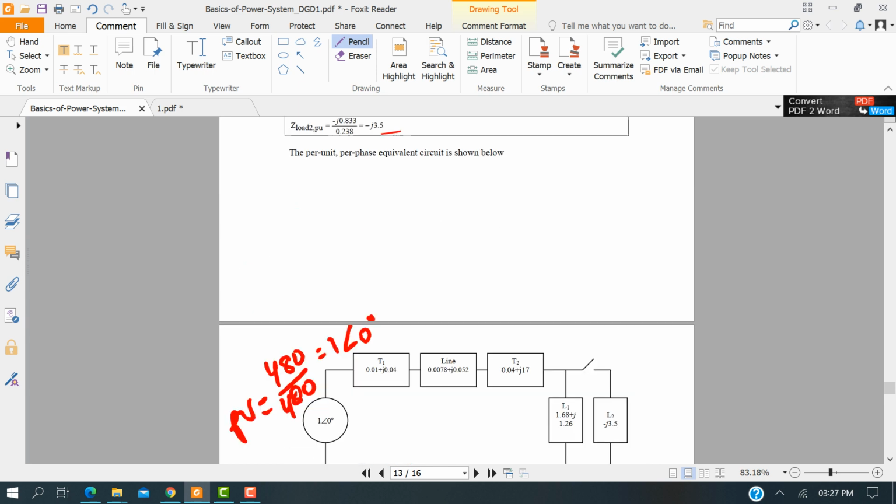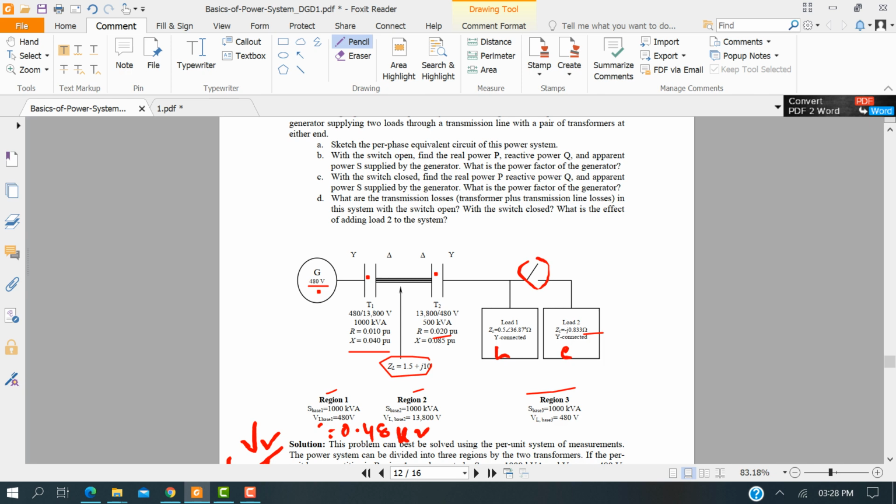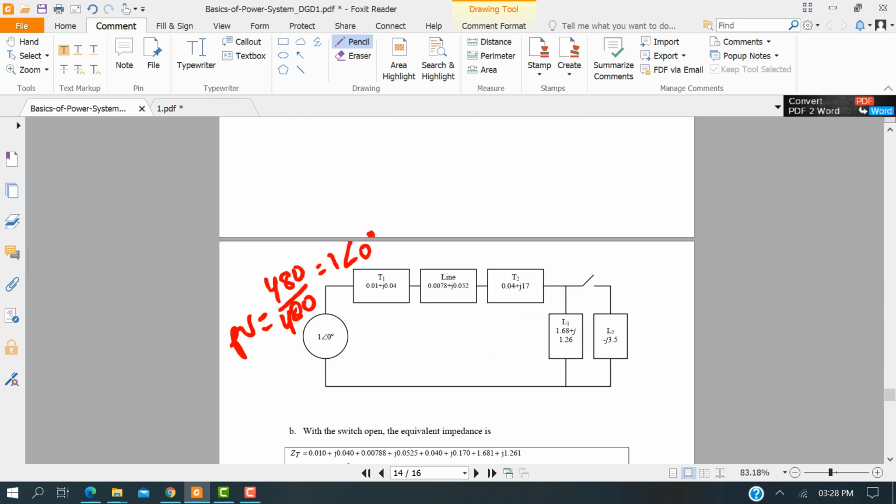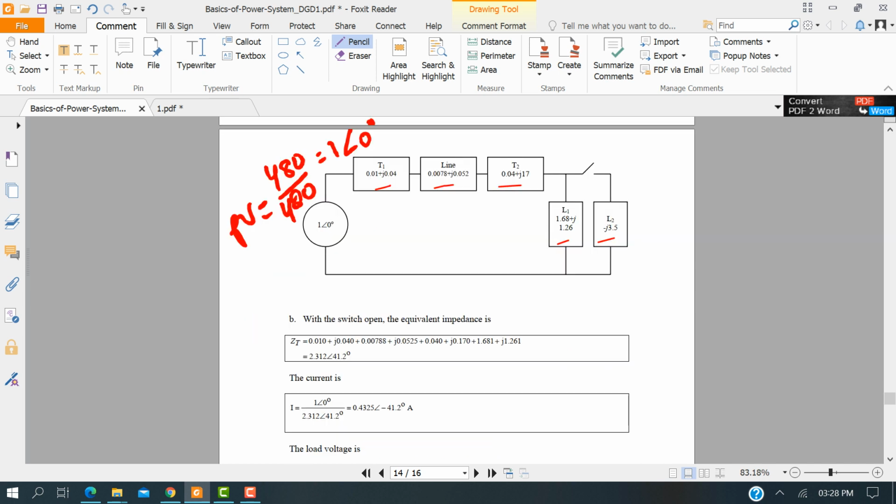And then according to the given figure, we have the transformer, then the transmission line, then transformer 2, and then the load. Okay, now draw the figure. This is the transformer, we already got the above, and then this transmission line, transformer 2, and the load.